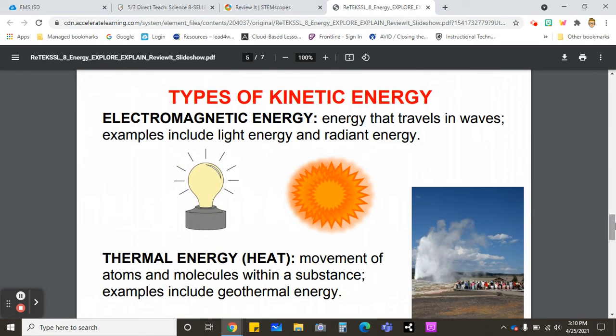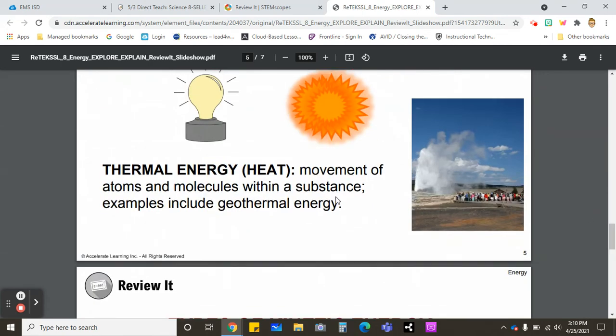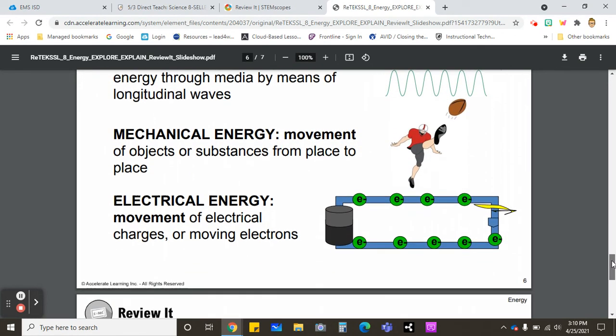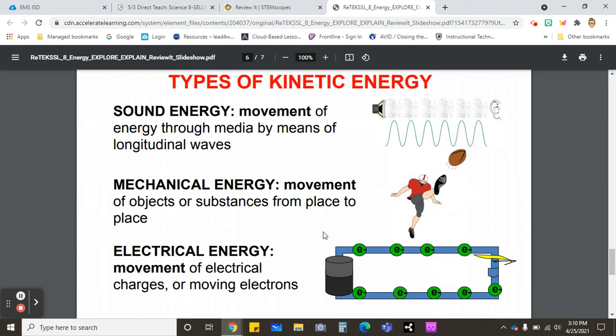So other types of kinetic energy: electromagnetic energy, thermal energy, sound energy, mechanical energy, electrical energy. Those are all different types of kinetic energy. And so you are going to be able to explain and identify on a graph or a diagram the difference between potential, which is stored potential energy or energy of position above the earth, and kinetic energy, energy of an object that's already moving.